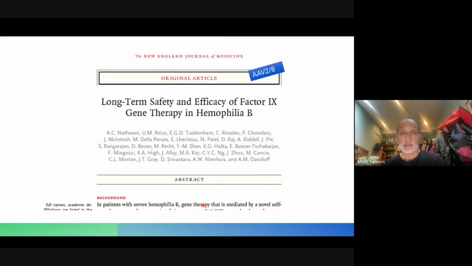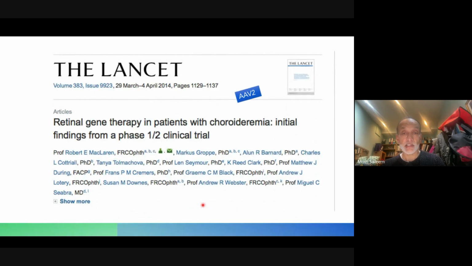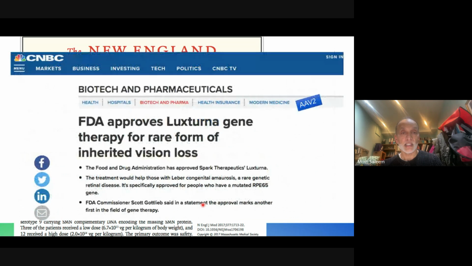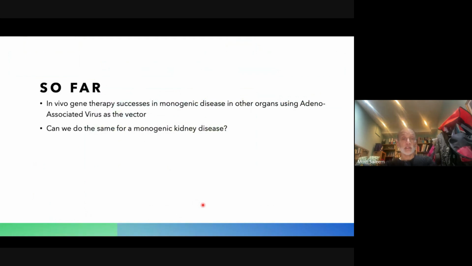And this is just showing some of the successes. So hemophilia, you all have heard about. This is AAV delivering the hemophilia gene to the liver, retinal gene therapy, and spinal muscular atrophy, which also has been in the press quite a lot, very successful in this very severe disease. So far, we've got successes in monogenic disease in other organs using adeno-associated virus.